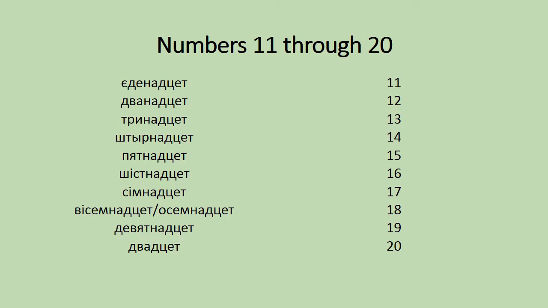Numbers 11 through 20. Jedenáct. Jedenáct means 11. Dvanáct. Dvanáct means 12. Třináct. Třináct means 13. Čtrnáct. Čtrnáct means 14. Pětnáct. Pětnáct means 15.